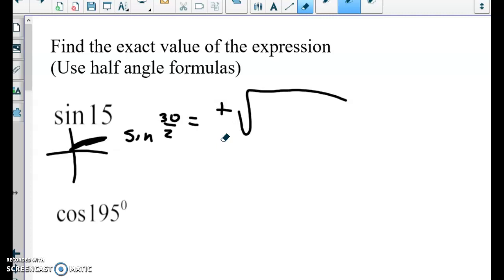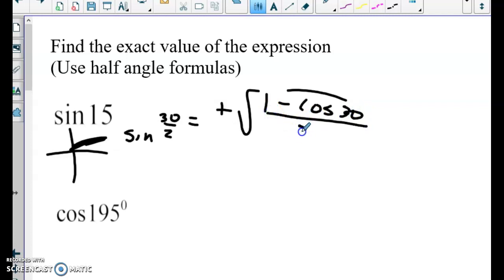All right, so I'm going to plug in. We need 1 minus the cosine of 30 divided by 2, and so I get the square root of 1 minus the cosine of 30 degrees. Cosine is the x value, so 1 minus root 3 over 2, all of that divided by 2.